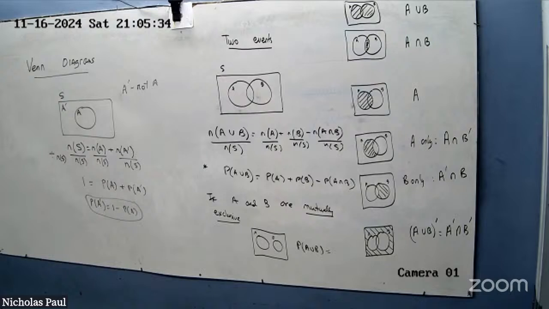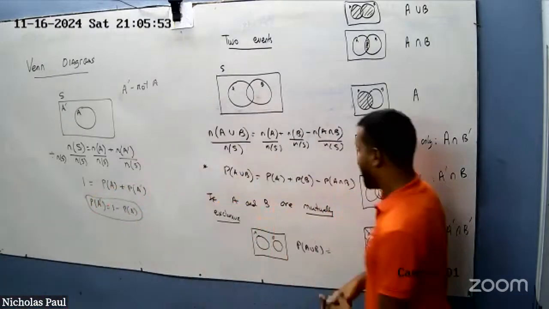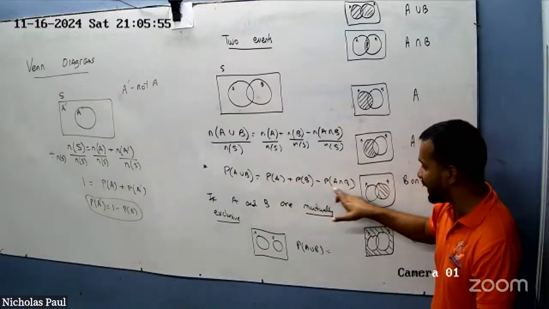Right, Tolia. What's he got there? What's the probability of A union B? Let's try something. So you will get A union B. Do they intersect? No. And the formula for A union B tells us this.